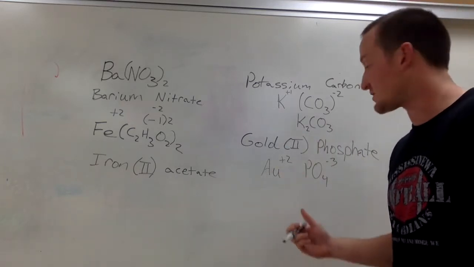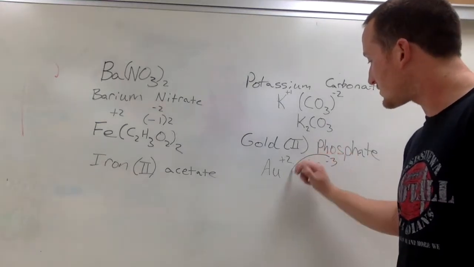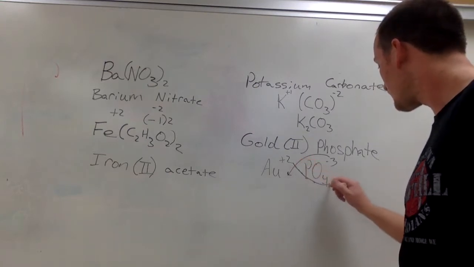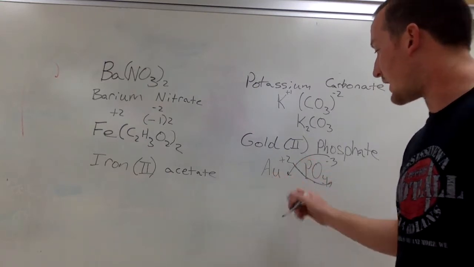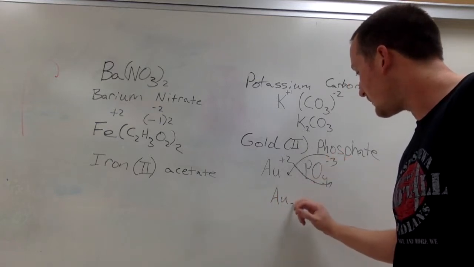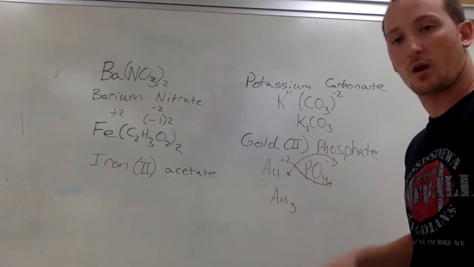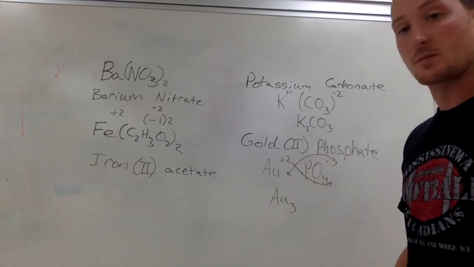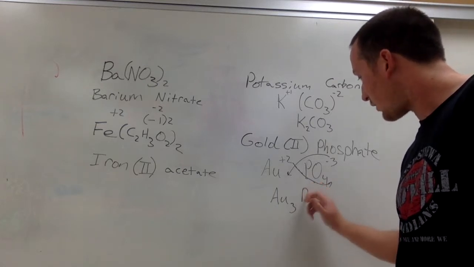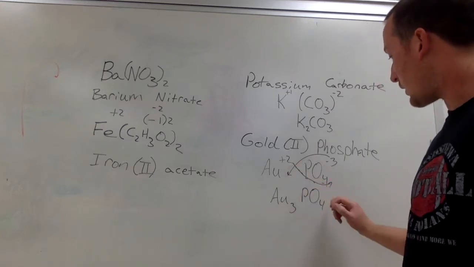So we do the crisscross method. So we take this 2 and write it down as a subscript. We take this 3 and write it down as a subscript on the gold. Okay, so I'd write Au. That subscript is now 3. Remember, you don't include the minus and don't include the plus when you write them as subscripts. Then I'm gonna actually write PO4 here, and I'm gonna write a 2 down here.